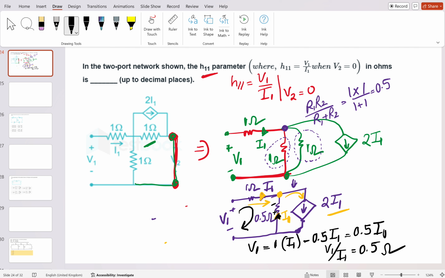Any doubt in this? Network analysis is very important, and the KVL and KCL equations will follow you at the end as well. This is the most important. You should try to analyze, write and form the equations, and that will make you understand these equations better. Any doubt? If you don't have any doubt, let's move forward.